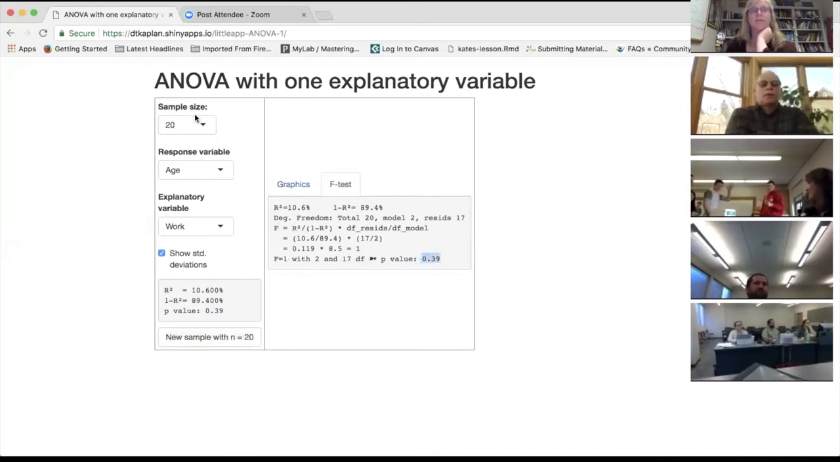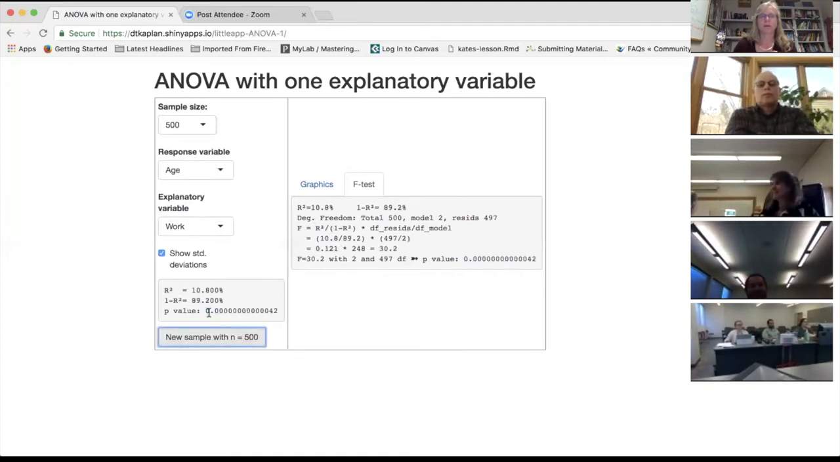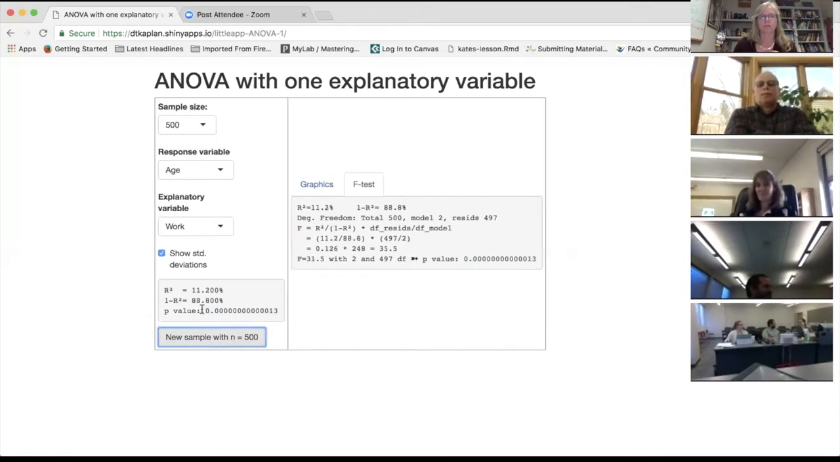So let's see what happens if we actually increase our sample size. Let's go back to our 500. Now we have a significant p-value. You can again see this ratio happening. Let's see what happens if we do a couple more. Notice your p-value is still pretty close to the same as we had before, even closer.